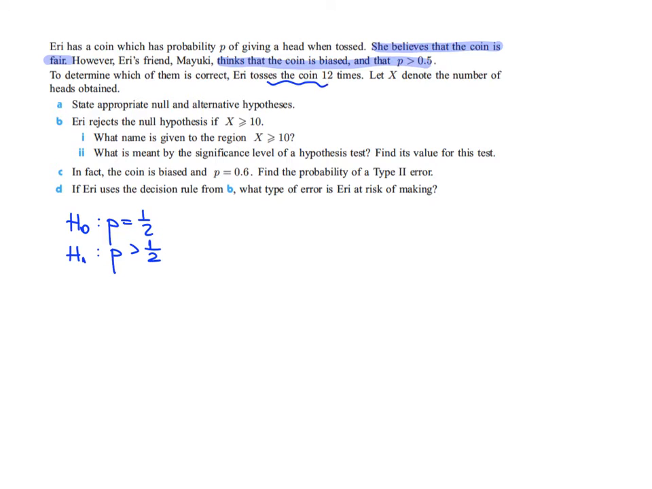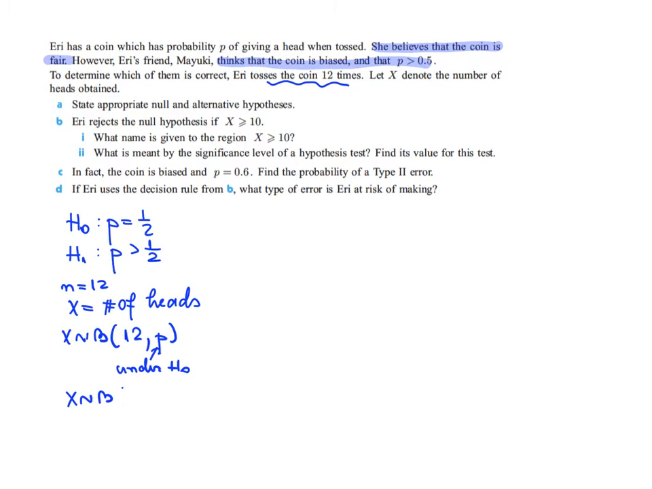Let's see what is the distribution of my test statistic. What I'm trying to do is tossing the coin 12 times. X is the number of heads. That's my test statistic. That's how I decide, based on the number of heads. What's the distribution of the test statistic? Binomial, 12 trials, and p is the probability of success. I always work under H0. So under H0, that's my null distribution.